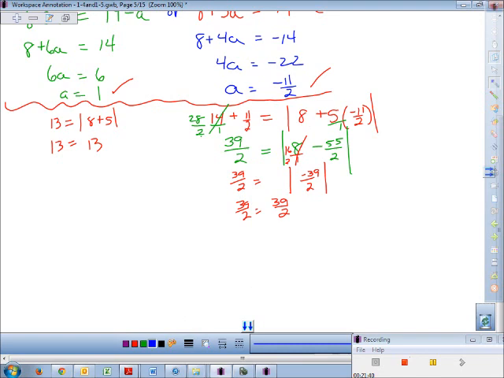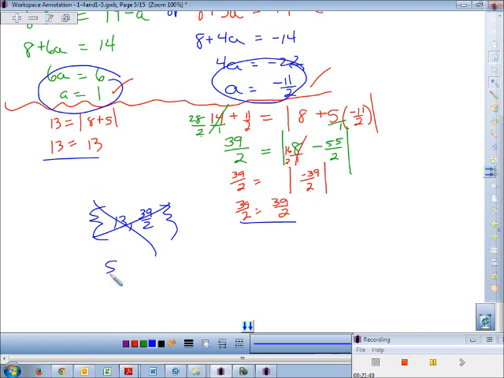So I will show you another mistake. Here's my solution set. This is wrong. That's what I put for my answer. Why is that wrong? I don't care about these numbers. I care about these numbers, right? The solution set is 1, negative 11 halves.